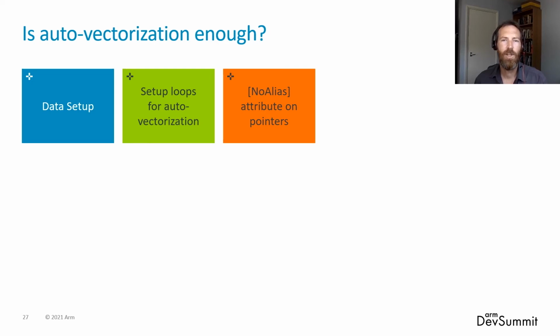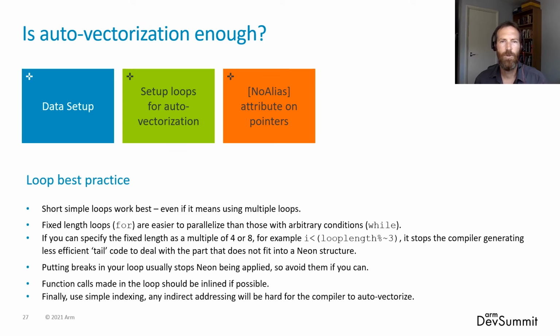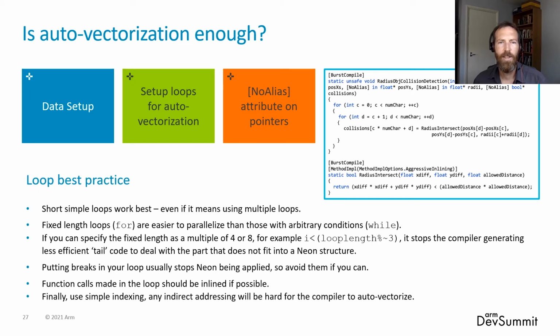But there are things we can do in the code to help that auto-vectorization, setting up our data and loops so that they are simpler to then turn into SIMD commands. I've got a short list of useful rules here, but to take you through an example, looking at this radius-based collision detection code. For data, x, y, and radius are split up and treated separately, which allows each of them to be vectorized more easily. For loop structure, there are two short for loops with simple addressing, no indirection, no breaks in the loops, and it has an inline function.